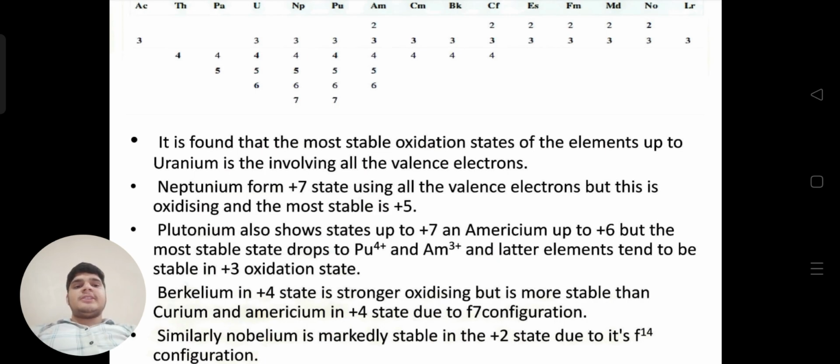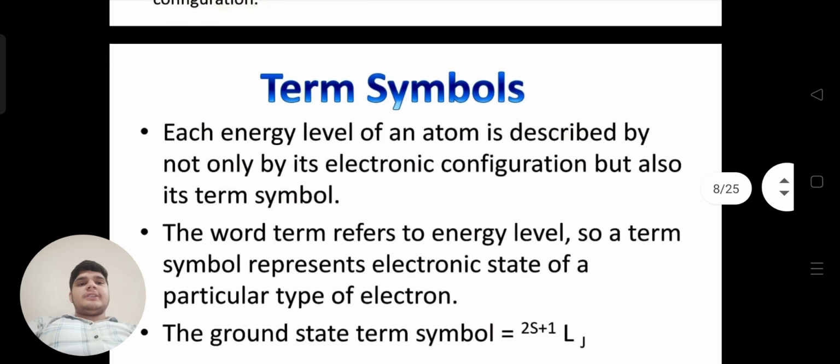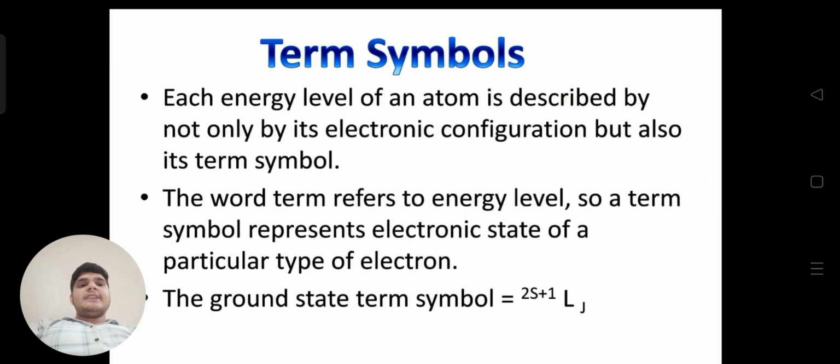Similarly, nobelium is markedly stable in the +2 oxidation state due to its f14 configuration, as all the subshells are fully filled by electrons. Now see the term symbols. Each energy level of an atom is described not only by its configuration but also by its term symbol. The word term refers to the energy level, so a term symbol represents an electronic state of a particular type of atom. The ground state's term symbol is 2S+1 L J.